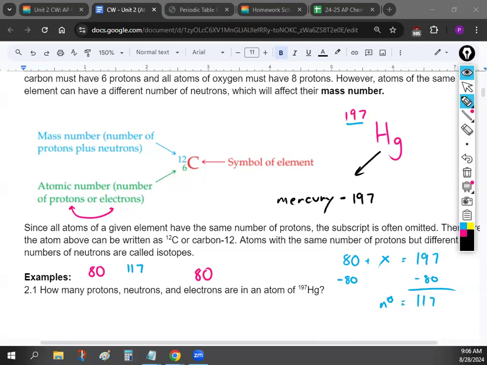The AP Chem exam likes to use both. So if you ever see something like this, something dash and then a number, just know that this number is the protons plus the neutrons. Okay, that's it. And that's pretty much 99% of the notations that you'll see for these elements.